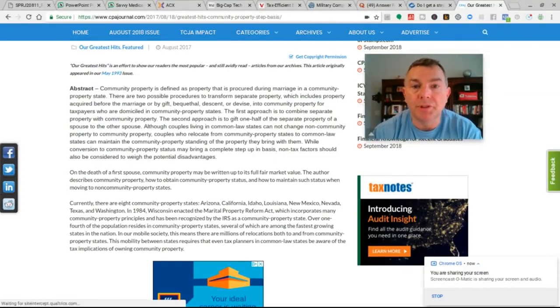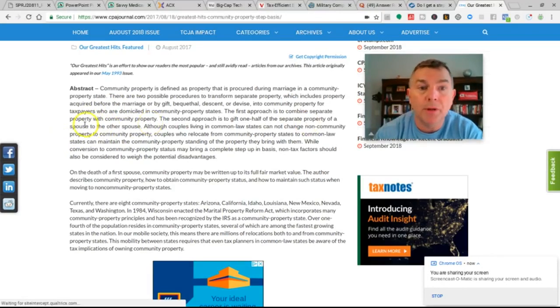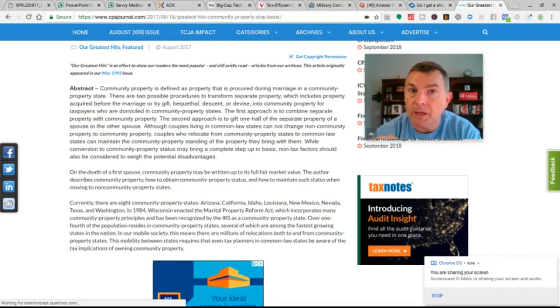The first approach is to combine separate property with community property. The second approach is to gift one half of the separate property of a spouse to the other spouse. Although, couples living in common law states cannot change non-community property to community property. All right. So if you live in Georgia and you have non-community property, you cannot change it to community property.